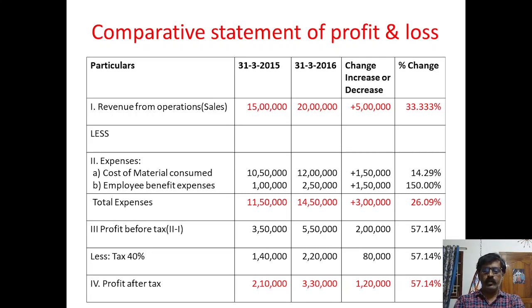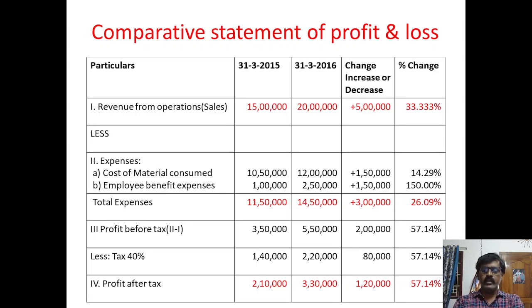3 lakh 50,000 minus 1 lakh 40,000 equals 2 lakh 10,000. And the same for 2016 is 3 lakh 30,000. Profit after tax has increased by 1,20,000 in terms of rupees. That is 3,30,000 minus 2,10,000 equals 1,20,000. Again, the percentage change 1,20,000 divided by 2,10,000 into 100 equals 57.14.